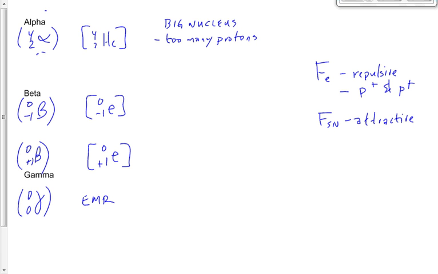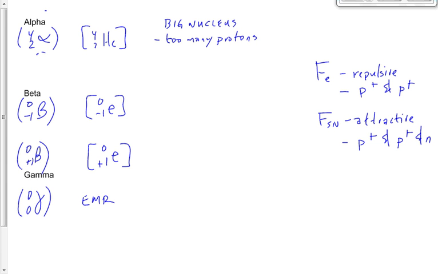And it acts between protons and neutrons. So it acts between everything. If the attractive force, the strong nuclear force, is bigger than the repulsive force, then the nucleus is stable. It likes to stay together. But if the repulsive force is bigger, then what happens?